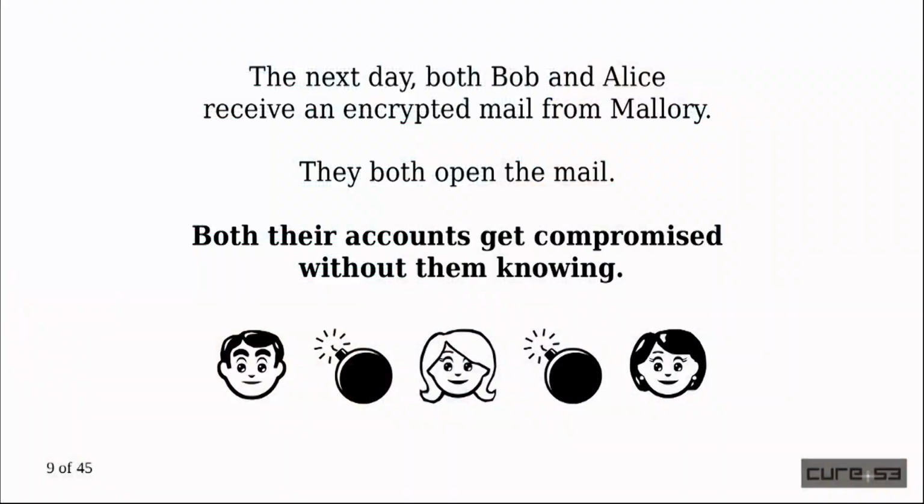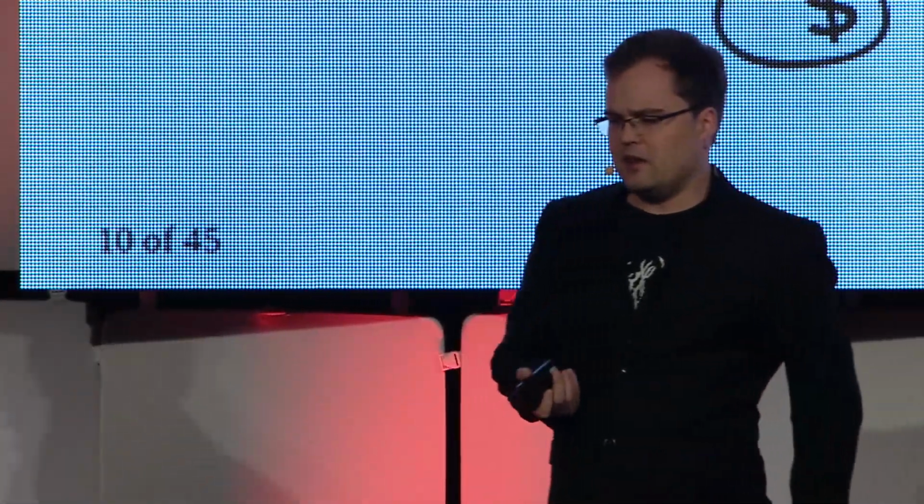However, something happens. The story has a twist. Actually it has a bunch of twists, but this is the first twist. The next day, both Alice and Bob receive a message from Mallory, malicious Mallory. And they both open that mail, and boom, the account gets compromised. And they don't even notice. It's happening inside the browser. Not in the browser core, but in the HTML and in the JavaScript. Like, how is that even possible?